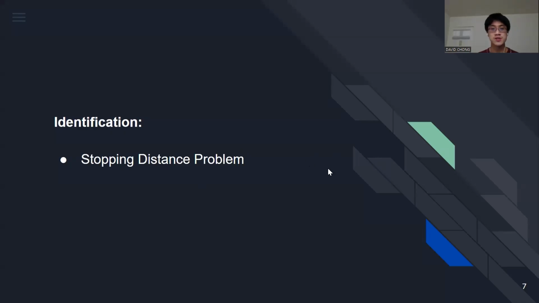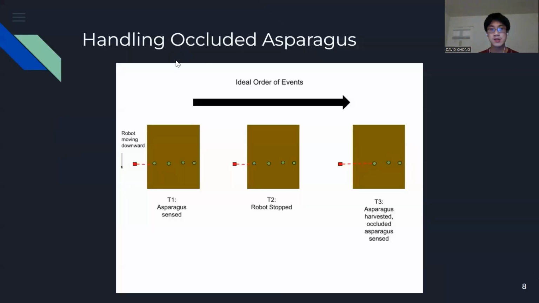For the identification subsystem, we've been looking at this stopping distance problem. So the problem has to do with handling occluded asparagus. Our planned way of doing that was that once an asparagus was sensed, we'd stop the robot, harvest the asparagus, and then the laser sensor would be in line to see any occluded asparagus after we've harvested the initial one.